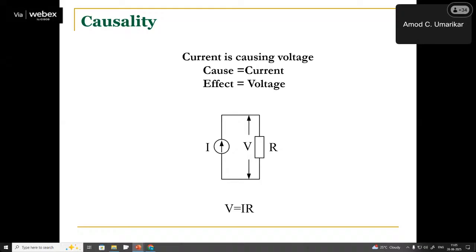Cause is flow here, effect is effort. So what is the equation I have obtained? V is equal to IR. Because cause can be either flow or effort. That's the idea, but that you have to decide.